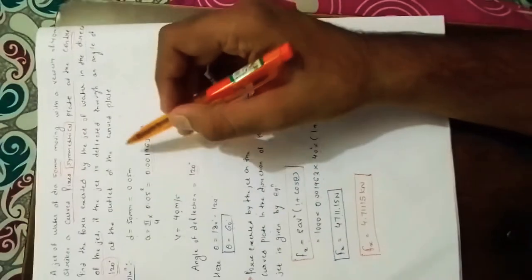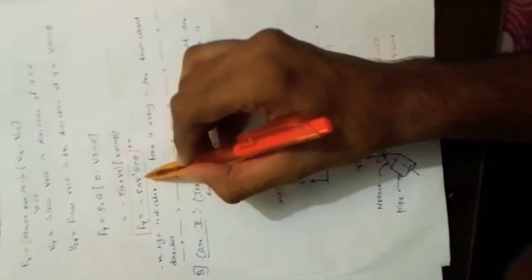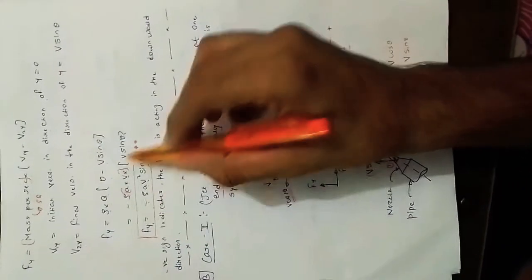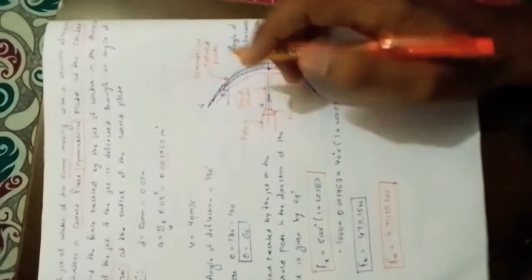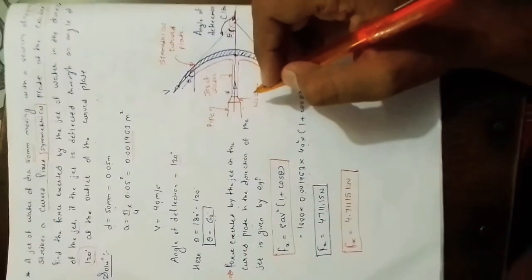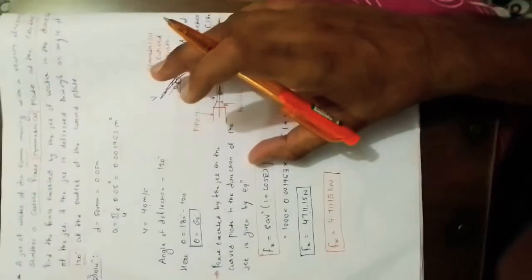So if you want, you can calculate the value of Fy by using this equation. That is Fy equals minus rho a v square into sin theta. So with the help of this equation, you can find the value of Fy, means the force exerted in y direction. So this is a very simple type of numerical, and also it has been asked many times.